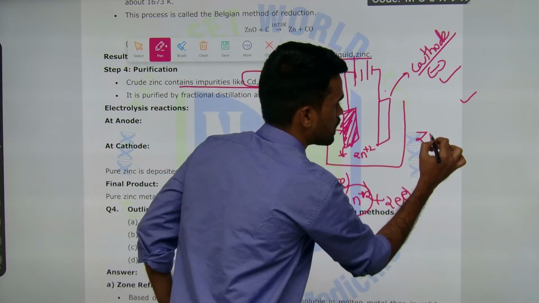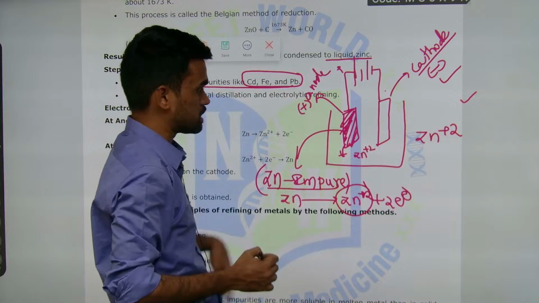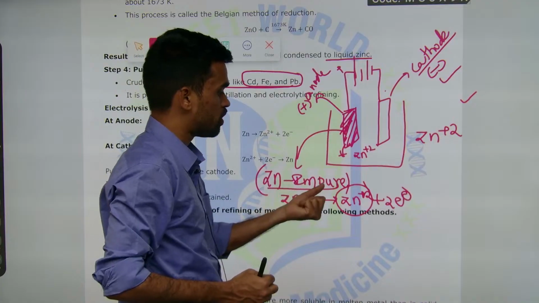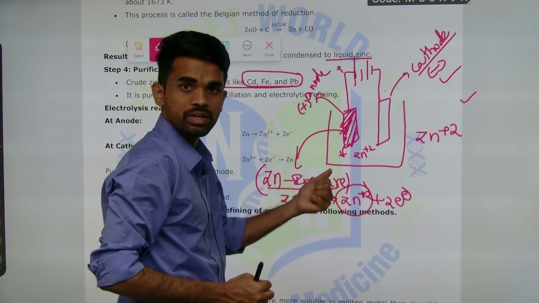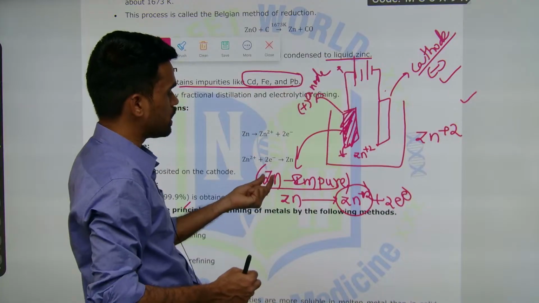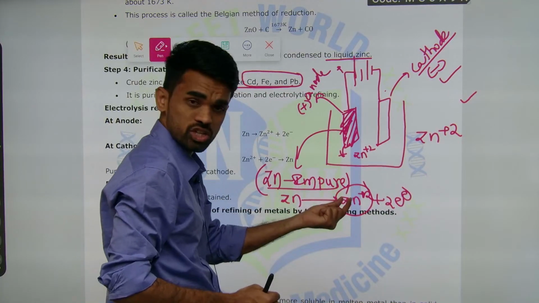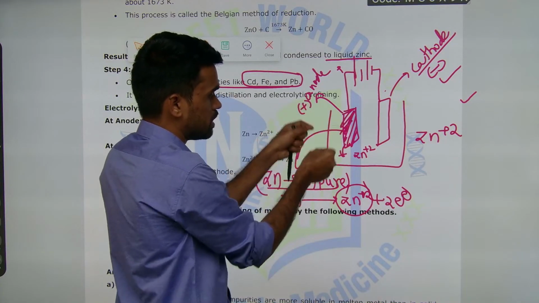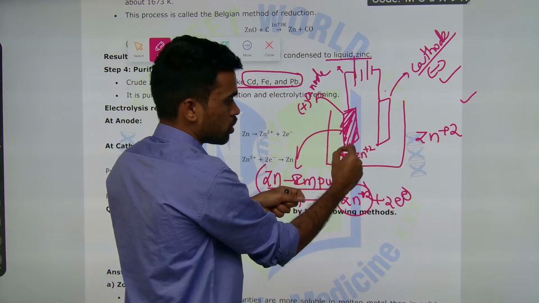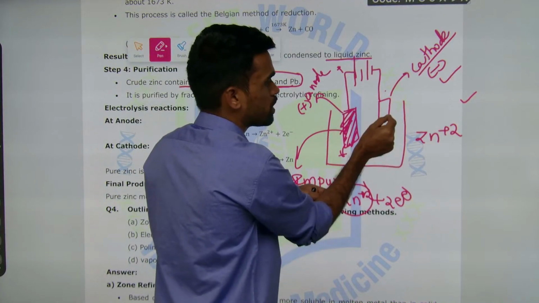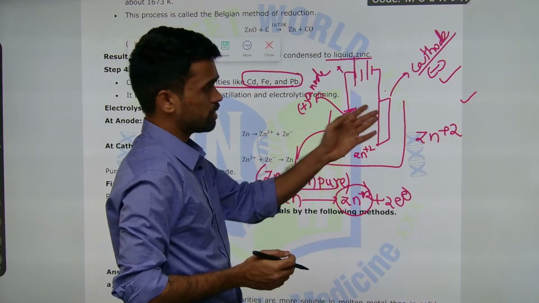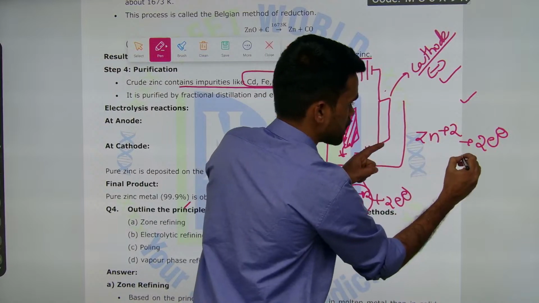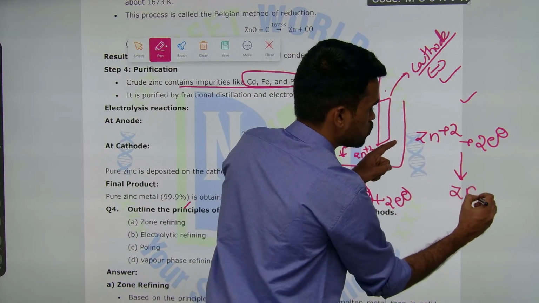So at the cathode, all these Zn plus 2 ions are coming from the anode electrode, because the anode is in impure form, containing zinc as well as some impurities. The impurities stay here, and only zinc metal undergoes oxidation and converts into Zn plus 2 ions. Slowly, all the zinc goes into the solution, and the Zn plus 2 ions go towards the cathode. At the cathode, reduction takes place, so the zinc ions that came to the cathode convert into zinc metal.